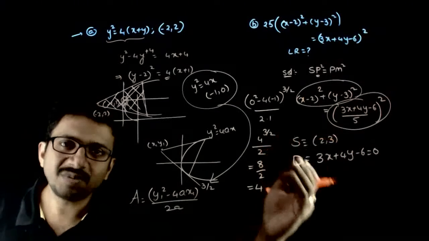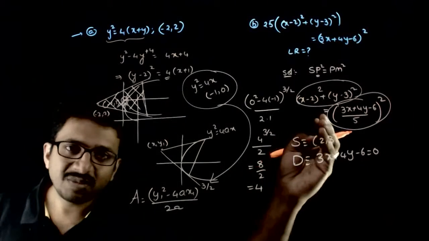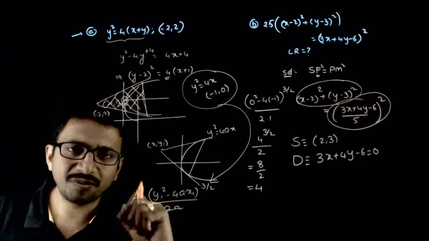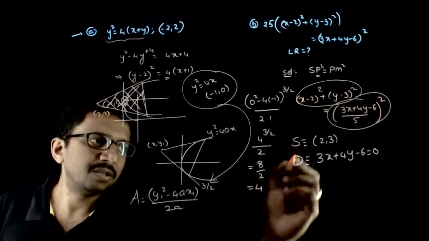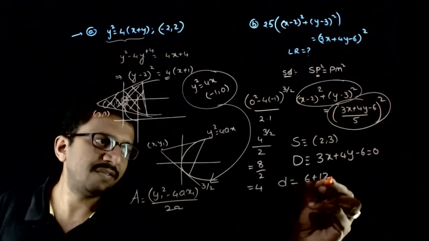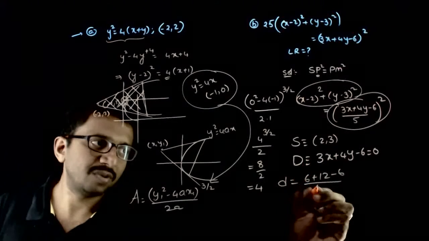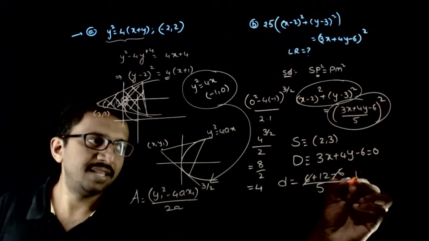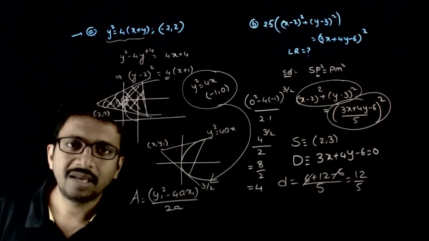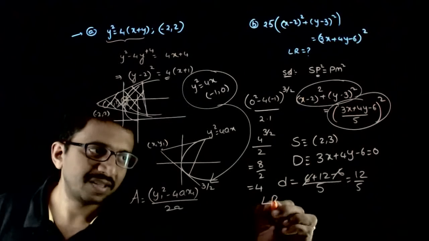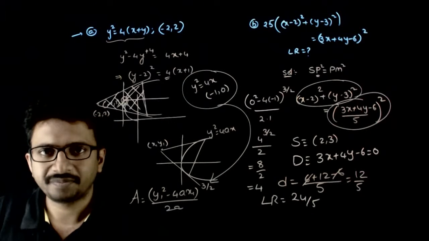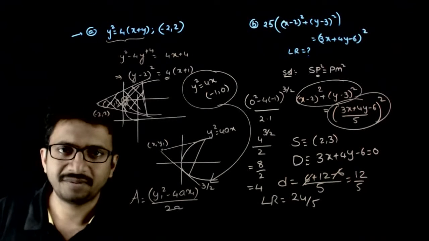Now what is the distance between these two? The distance between the focus and the directrix will be equal to half of the latus rectum, because latus rectum is 4a and the distance between these two is 2a. So if you substitute this point here, (6 + 12 - 6)/√(3² + 4²) = 12/5. So the distance between focus and directrix is 12/5. Hence, the latus rectum is double of this, that is 24/5.